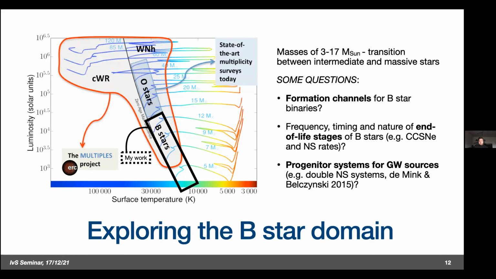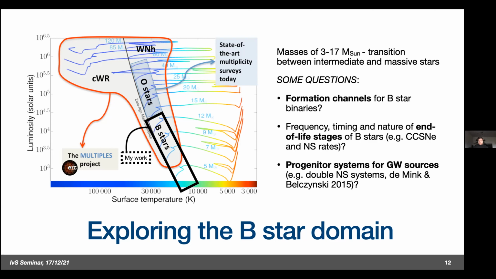And there are a lot of reasons to characterize B stars like the O stars have been characterized. As I mentioned, they represent this transition between intermediate and massive stars, as they go anywhere from masses of 3 to 17 solar masses. The formation channels for binaries across the range of massive stars are still fairly uncertain, and knowing the initial conditions of B star binaries, for example, on the main sequence can help. And there's also the fact that B stars are the archetypal massive star due to initial mass function considerations. So they are the most abundant massive star in the universe.